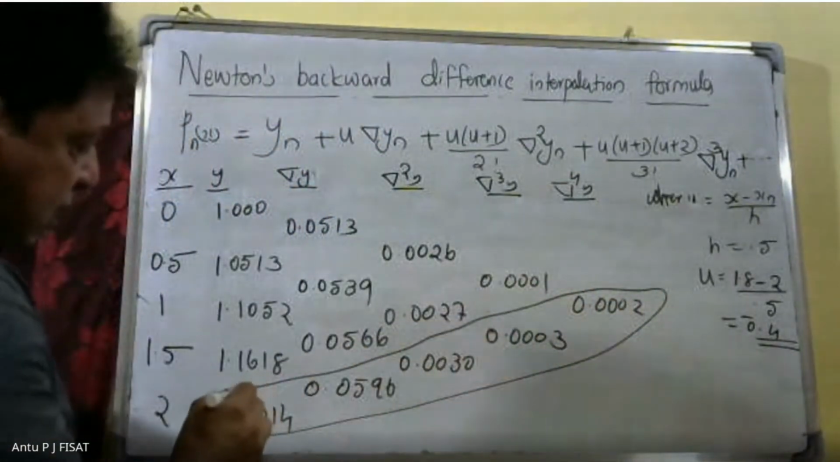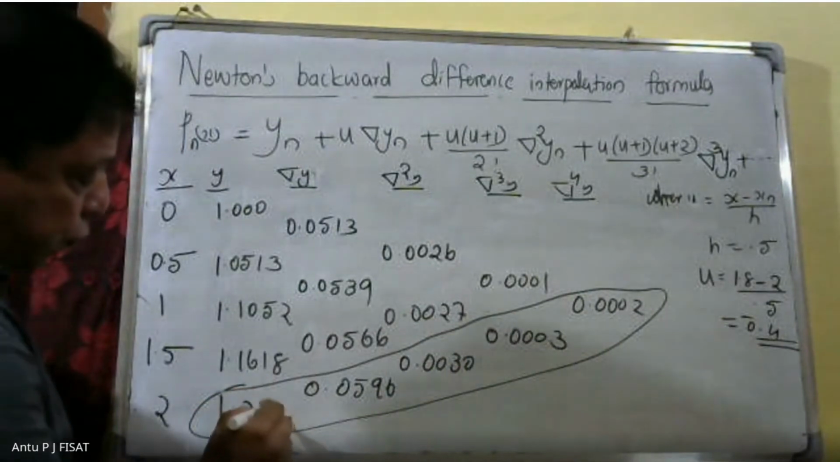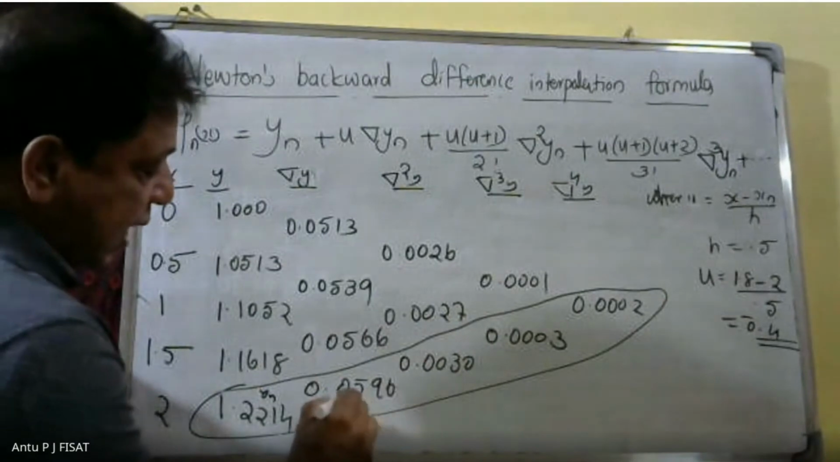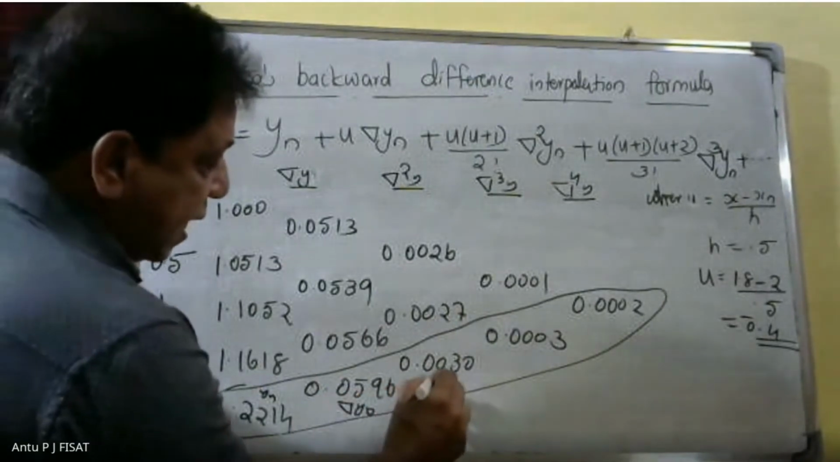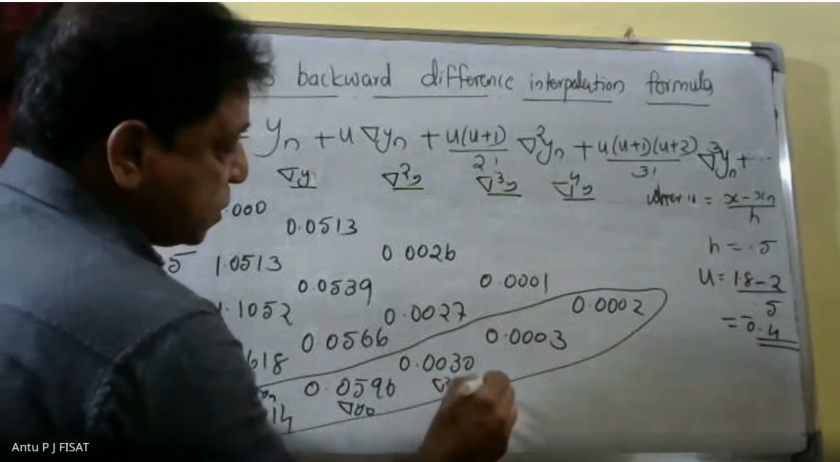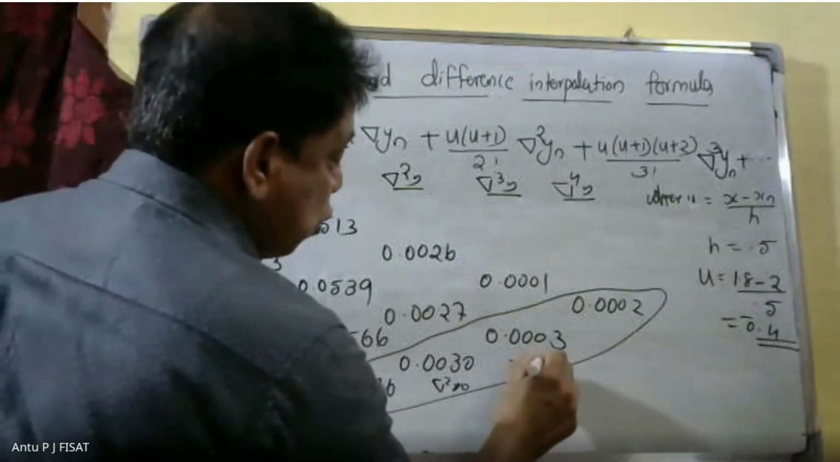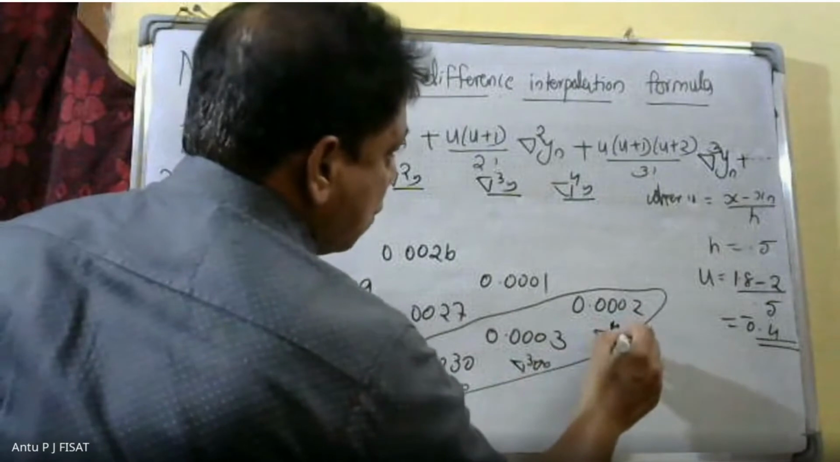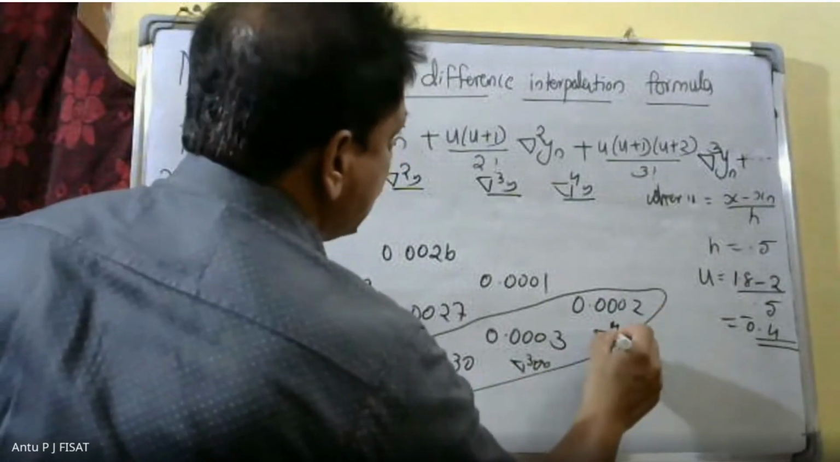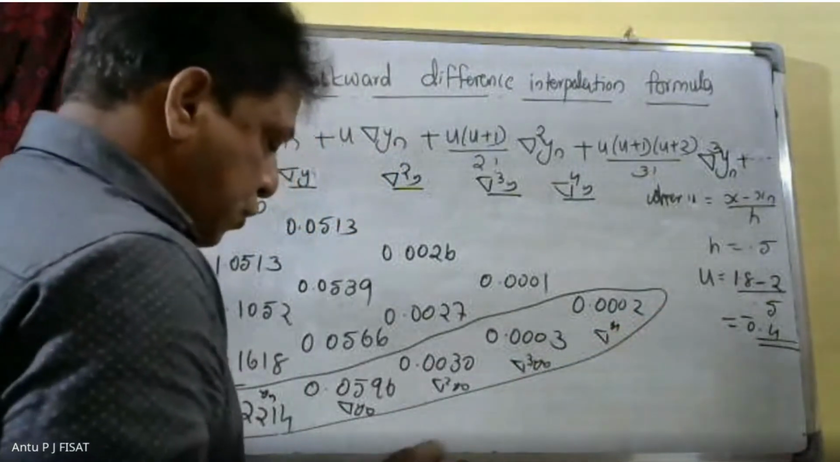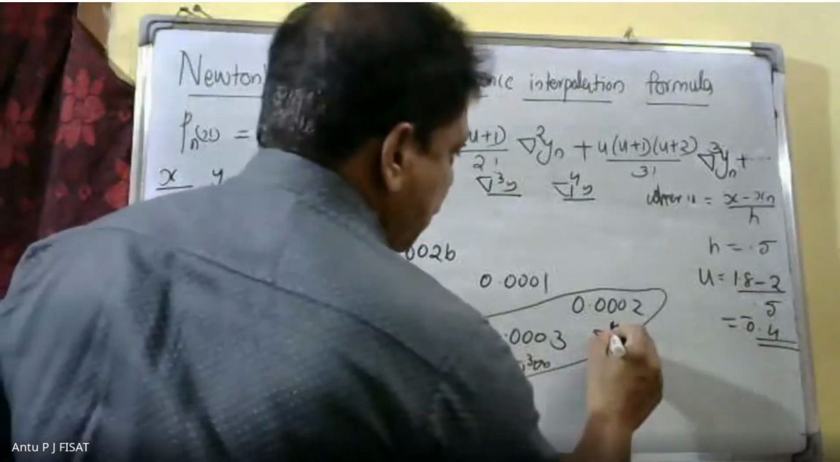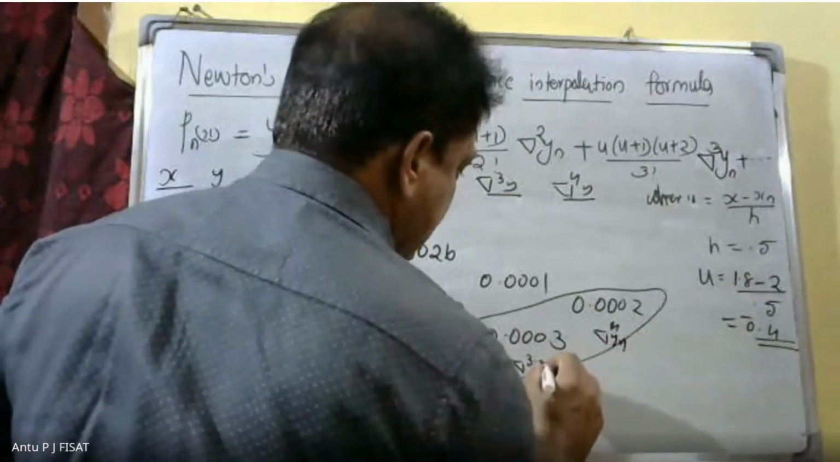In this case, 1.2214 is taken as yn. This is taken as del y naught. This is taken as del square y naught. This is taken as del cubed y naught. This is taken as del raised to 4 y naught.